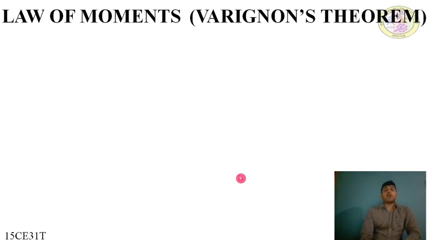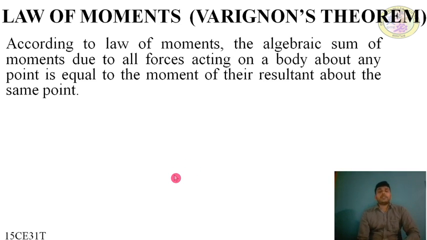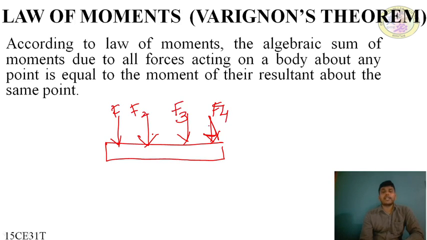Next, law of moments. It is also called Varignon's theorem. What is the law of moments? The algebraic sum of the moments due to all forces acting on a body about any point is equal to the moment of the resultant about the same point. What does it mean? Let us consider a number of forces acting on a body: F1, F2, F3, and F4.